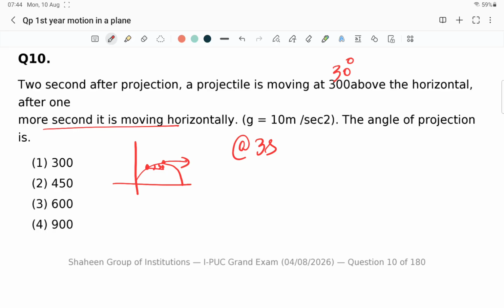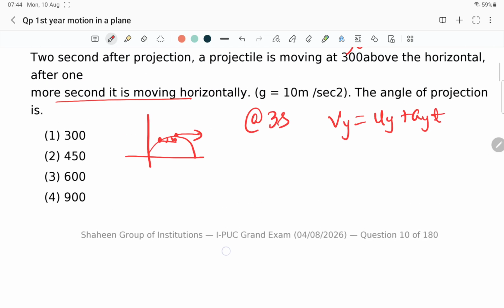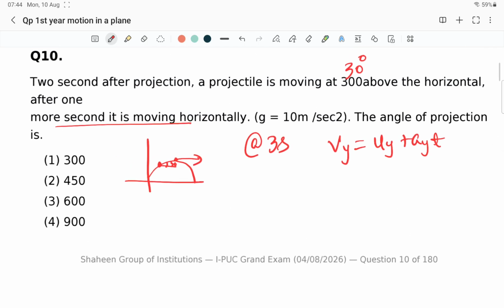At maximum height, vy is 0. Using v equals u plus at, vy equals uy plus ay t. With vy becoming 0 and uy equal to u sin theta, we get 0 equals u sin theta minus g t. He has given g as 10, and he has told 3 seconds, so we apply that. I hope you understood why I am calling this vy here. At maximum height vy is 0, uy is u sin theta, ay is minus g, and t is 3.